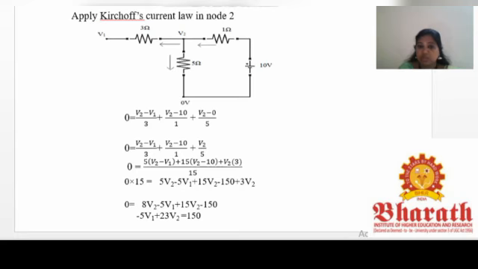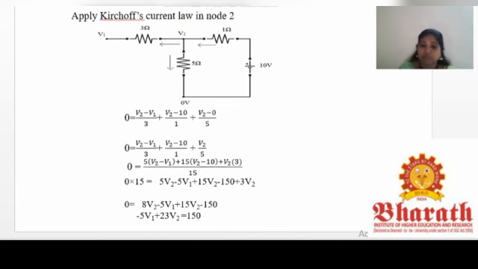So 0 into 15 will become 0. Okay, so for the terms on the numerator, I am going to multiply the 5 with all the terms. With the second term I am going to multiply by 15, and the third term is already with 3 here. So my equation will be simplified as 0 into 15, which is equal to 5V2 minus 5V1 plus 15V2 minus 150 plus 3V2.